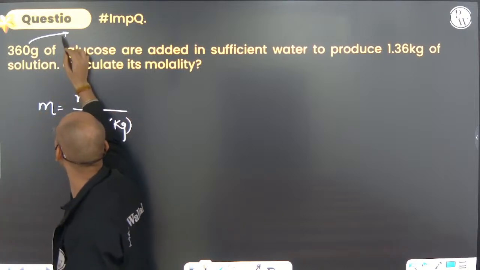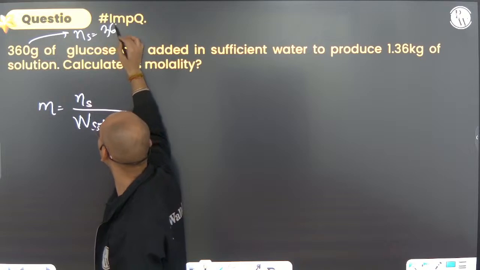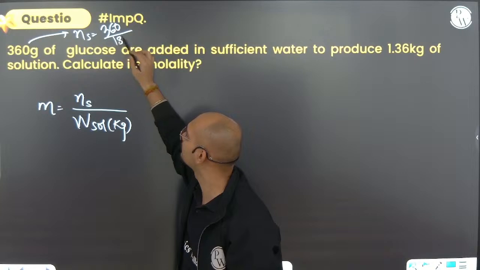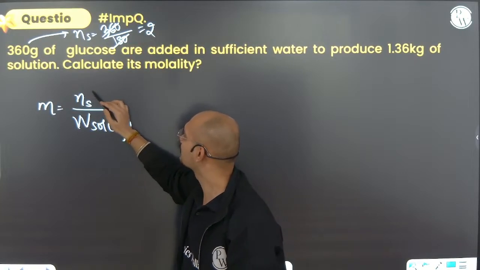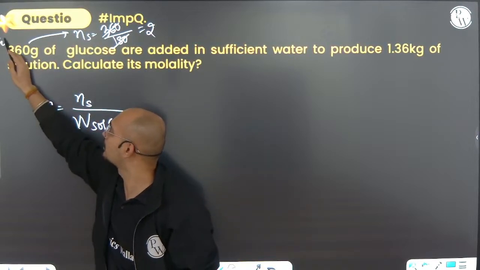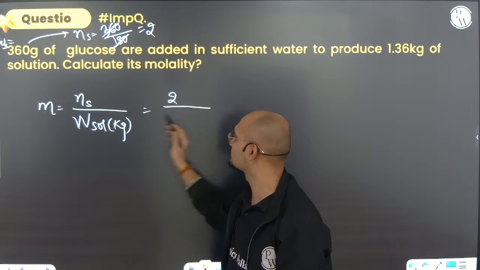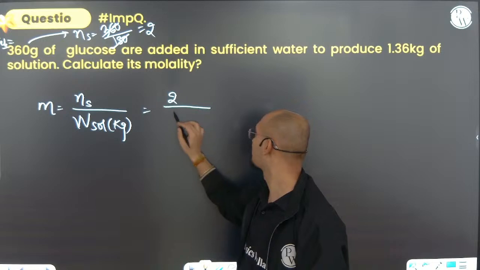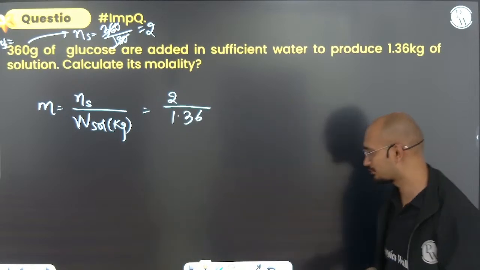Moles of glucose: number of moles of solute will be equal to given mass, that is 360, divided by the molar mass of glucose, which I think everyone knows, 180. Cancel, 2 moles. So Ns is 2. It is given mass of solute. So number of moles of solute is 2. Mass of solvent is given in kilogram, 1.36. I hope you can do that. The rest of the solution is very easy, just calculation part.